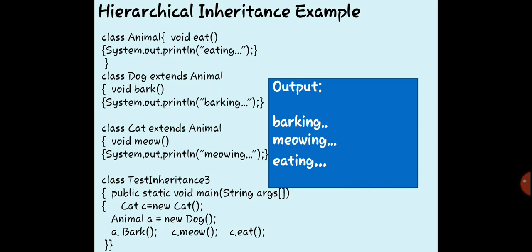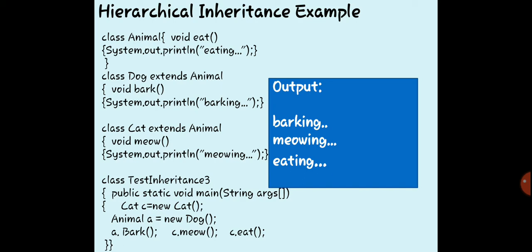See now what we are doing here. We create an object for Cat. C is the object of the Cat class. So C can invoke mew and eat. I hope you understand, because mew is the method of Cat itself and eat is the method of the Animal class, which is the base class. Even the object of Dog can invoke Animal's members, but here we have invoked using the Cat object.